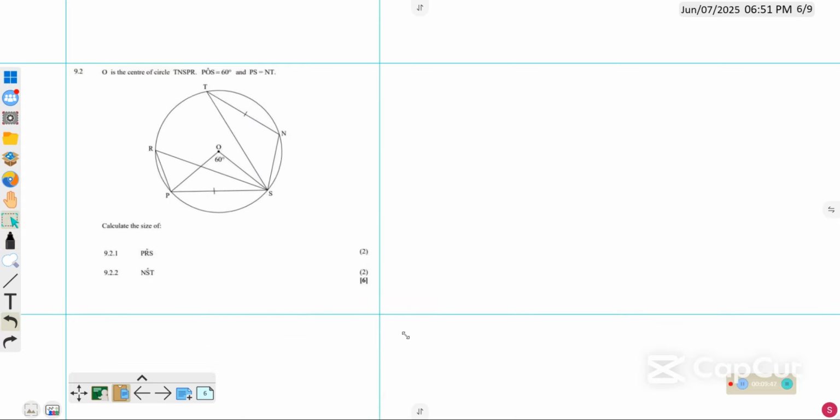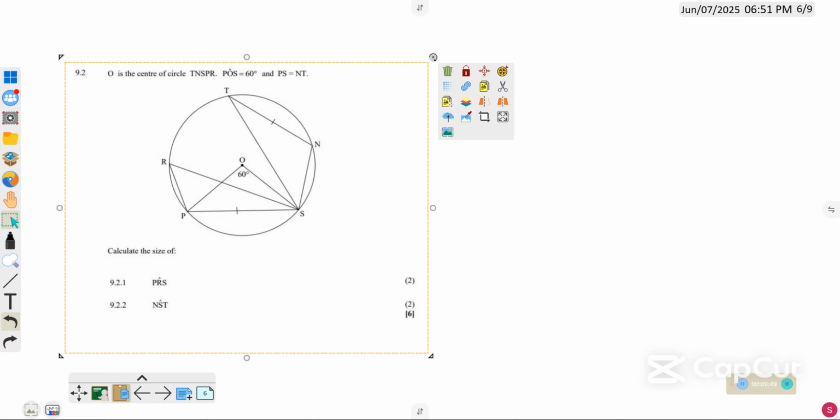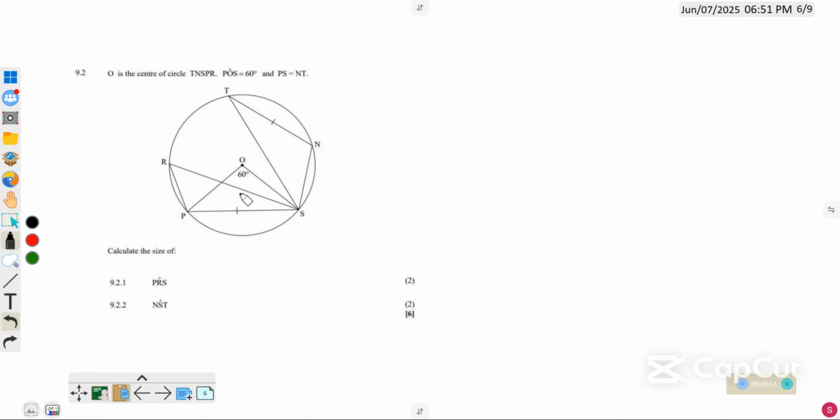Let's look into that problem. O is the center of the circle. POS is 60 degrees. There's POS, which is a central angle, as you can see. PS equals NT. So this chord right here is given to be equal to that chord. This chord subtends this angle, but that chord subtends another angle, which is that. In fact, R and S should be equal to each other based on the theorem that says equal chords subtend equal angles at the circumference of the circle.